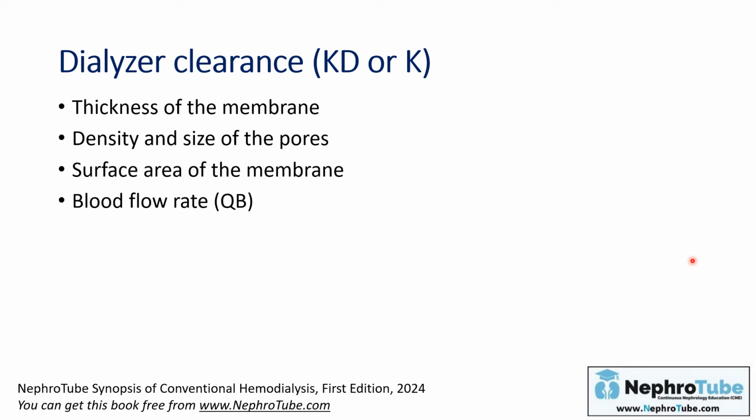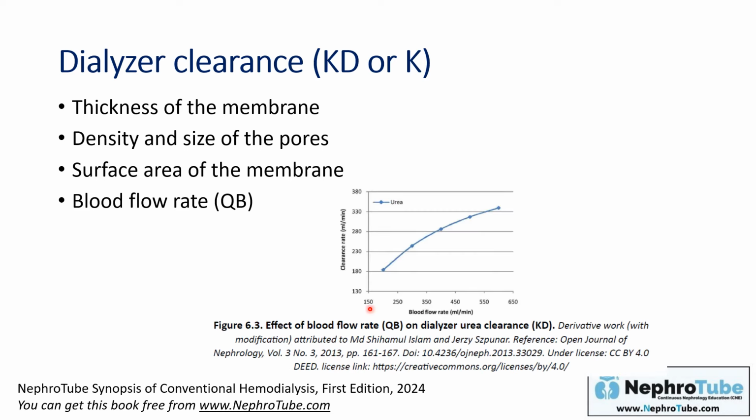And finally, the blood flow rate. We mentioned that dialyzer clearance equals blood flow rate multiplied by extraction ratio. So it is logical that when blood flow rate increases, the clearance will increase.